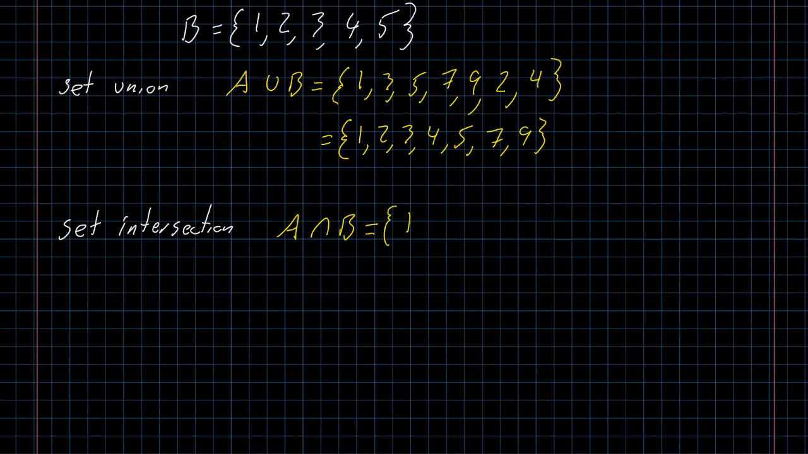All right, there is a 1 in both sets. There is a 2 in B, but not in A, so that's out. There's a 3 in both sets. There's a 4 in B, but not A. That's not good enough. There is a 5 in both sets. There's a 7 in A that's not in B. There's a 9 in A that's not in B. The only elements that are in both of the sets are 1, 3, and 5. That is our set intersection.